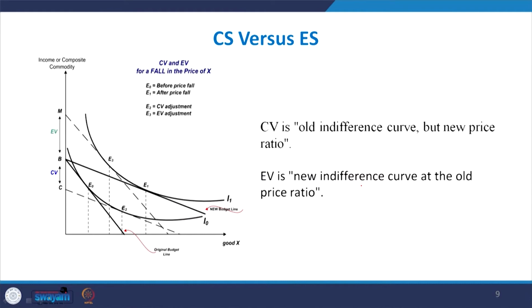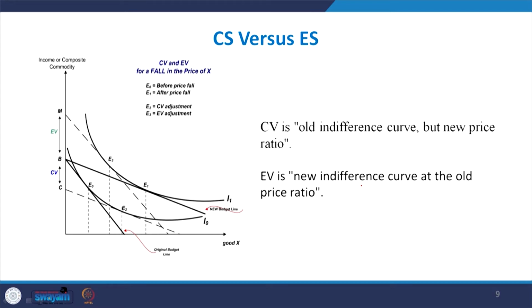compensated variation. To understand better, you can see both these concepts together on the same graph. Here in this graph, you can see compensated variation as well as equivalent variation. As I already told you, compensated variation is old indifference curve, but new price ratio. So, old indifference curve, new price ratio. In this graph, the point is E2; from E0 to E2 on the same indifference curve, the consumer is moving from E0 to E2. So, compensated variation is BC. You can compare it with the previous graph, you will see exactly the same thing.